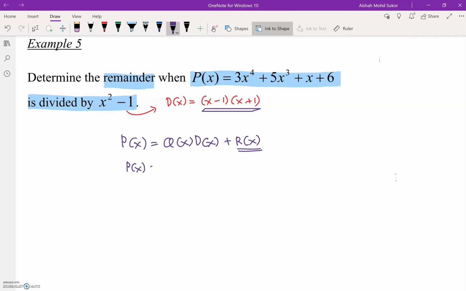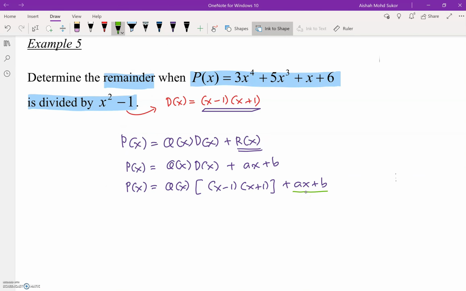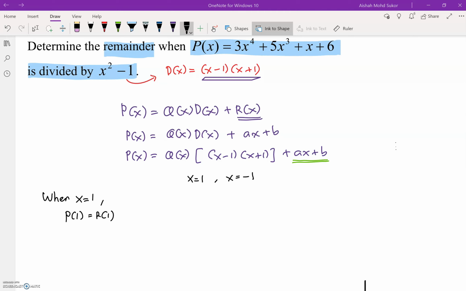When we substitute d(x), our remainder is ax plus b. Therefore, we have to create two equations to find the values for the two unknowns. By looking at the divisor, we can choose x to be 1 and x to be negative 1. As p(x) is equal to r(x), therefore, when x is equal to 1, p(1) is equal to r(1).